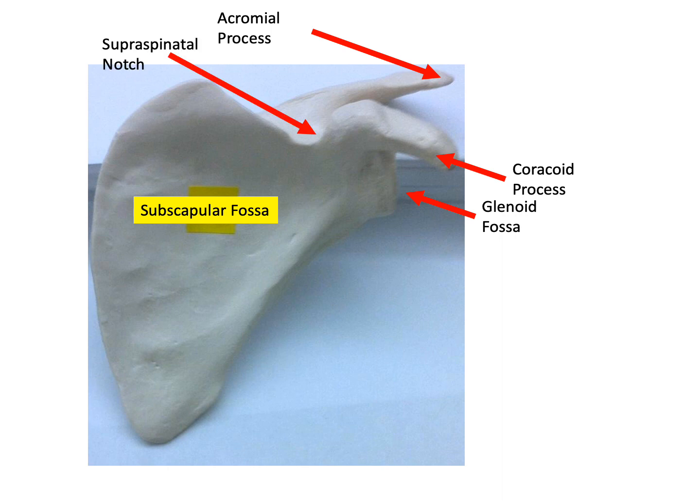We have the supraspinatal or the suprascapular notch. This is important because this is where some blood vessels will be passing through in order to allow for vascularization to some of the rotator cuff muscles.